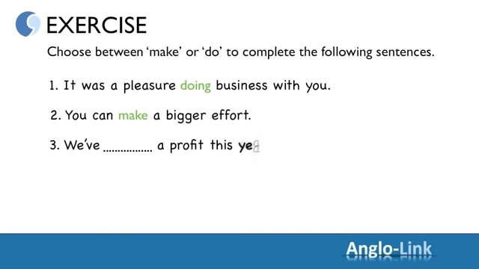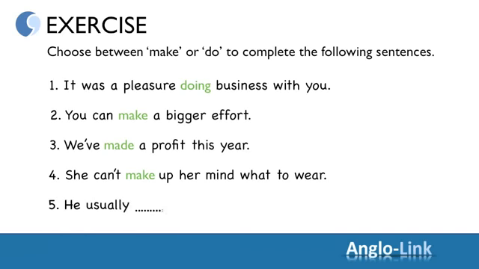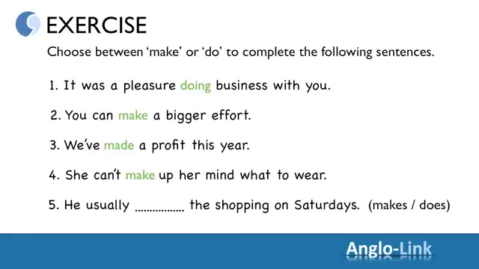Number 3. We've a profit this year. We've made a profit this year. Number 4. She can't up her mind what to wear. She can't make up her mind what to wear. Number 5. He usually the shopping on Saturdays. He usually does the shopping on Saturdays.